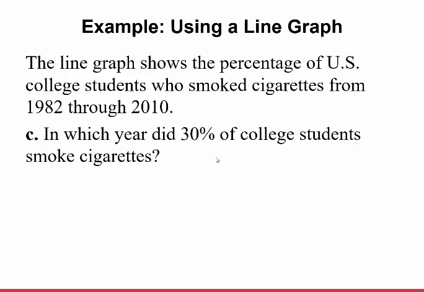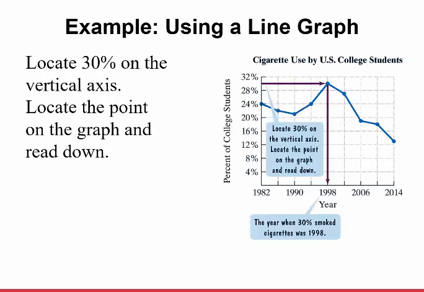All right, so again, the next question here, using that same graph: in which year did 30% of college students smoke cigarettes? I'm telling you that 30% smoke cigarettes. So on the vertical axis, you're going to go up and find 30%, which is right here. Then you're going to shoot over until you hit the line right here. Well, I see that point there is roughly 30%.